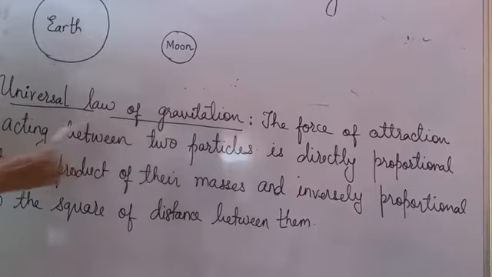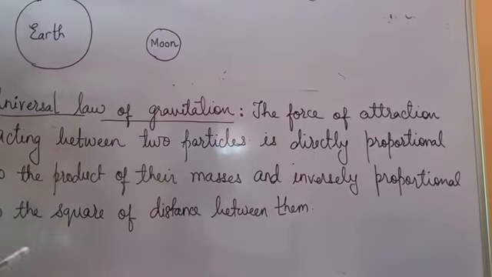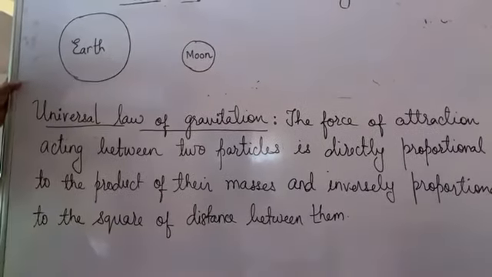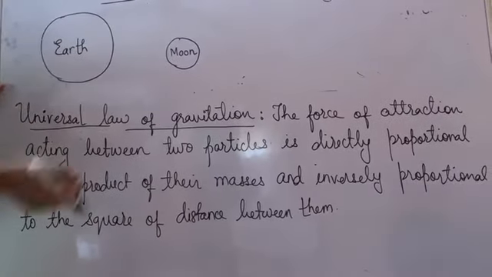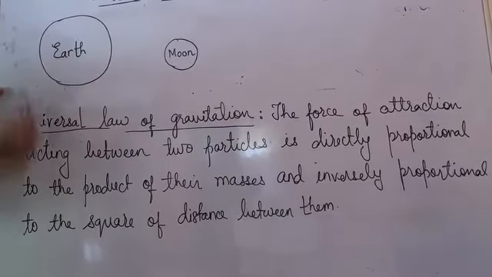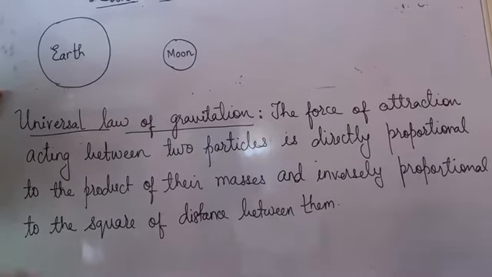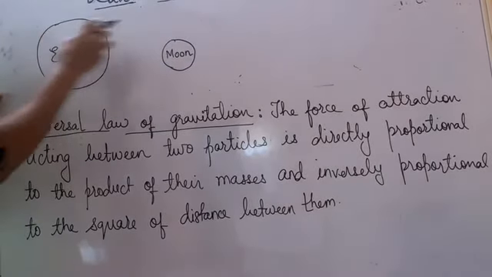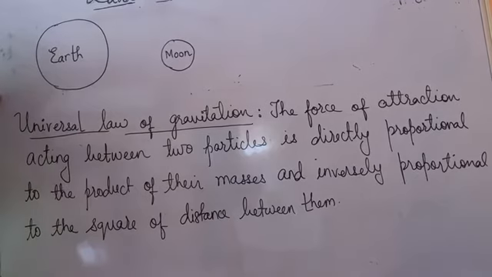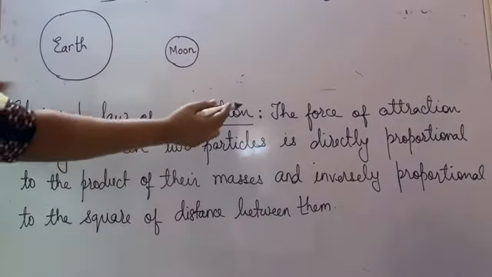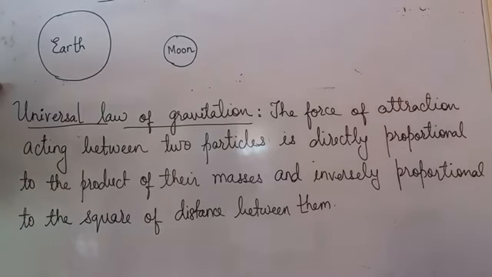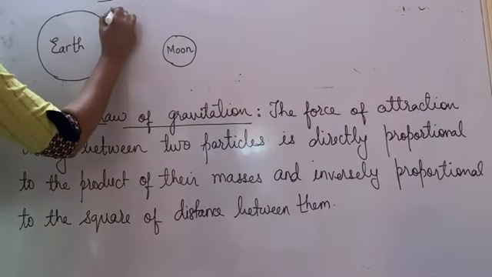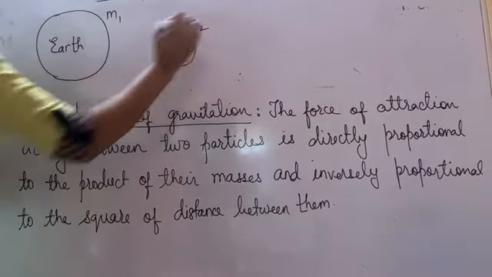What have they said? The force of attraction acting between the two particles. This is one particle, this is another particle. I could also take Earth and a stone. What happens to that stone when you throw it up? It gets attracted towards the Earth. So mostly it is the larger body which attracts the smaller body. So the force of attraction acting between the two particles is directly proportional to the product of their masses. Imagine this body has mass m1 and this body has mass m2.